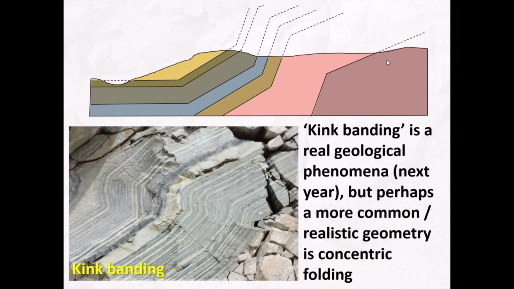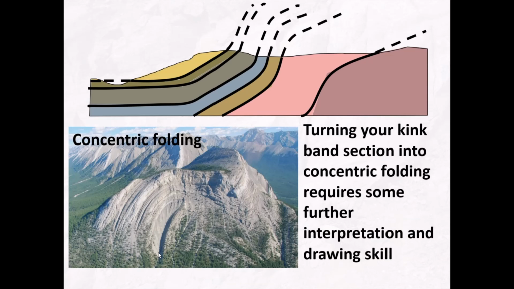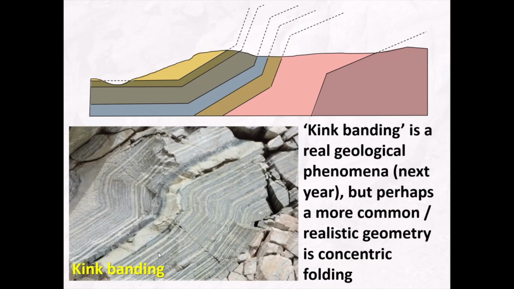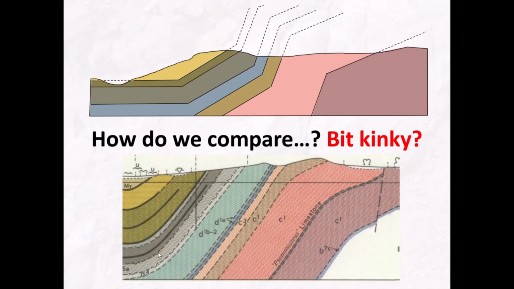And kink banding is a real phenomenon that you see in geology where you get this uniform dip, kink, change in dip, kink, change in dip. But perhaps a more common or realistic geometry is this concentric folding. So what we could do is turn our kink banded section into a concentric folding section. It requires a bit more interpretation and a bit more graphic or geometric skill. But you can see how you can turn your section into something that looks more realistic.